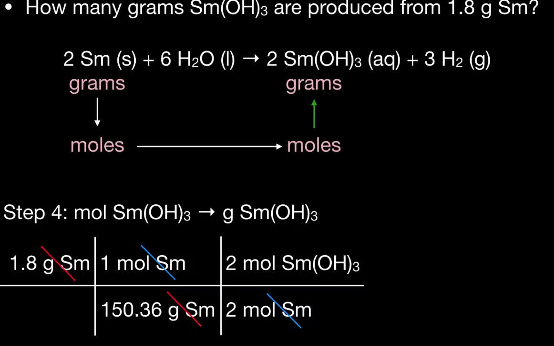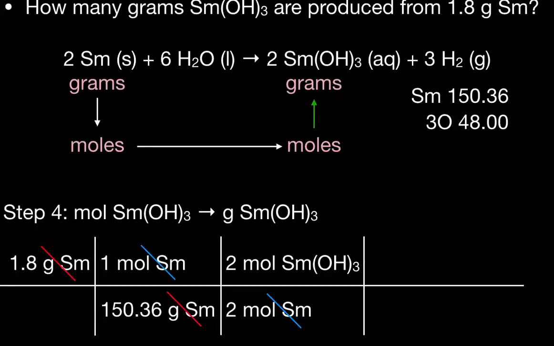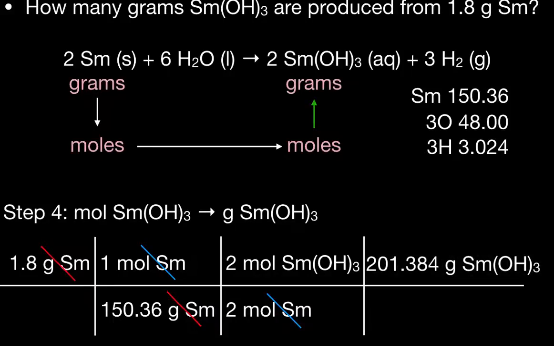And so again, we turn to the periodic table to find the mass from 1 samarium, and that's 150.36, remember. 3 oxygens and 3 hydrogens. This gives us a total of 201.384 grams of samarium-3 hydroxide, which is the molar mass. And so we go ahead and put that in the numerator. And we go ahead and put 1 mole of samarium-3 hydroxide in the denominator.